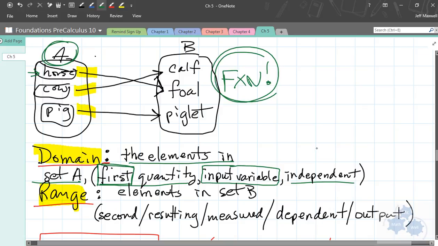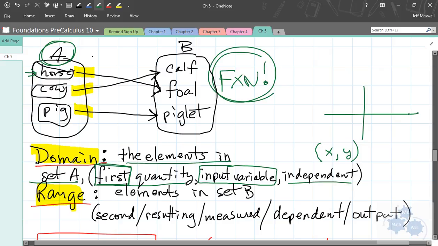If we're talking about ordered pairs, like x and y, for example, this one would be 3, 4. The x is the domain always. So you'll see x associated with domain a lot in math. But that's where you start.